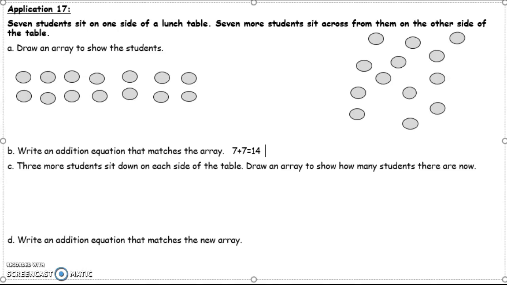And our answer is 7 times 2 equals 14. All right, good job. Now, pause this video and draw an array that would show 3 more students sit down on each side of the table. So that means 3 students are added to the first row and 3 students are added to the second row. Go ahead and pause this video and create that array.